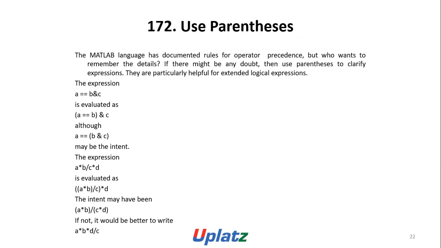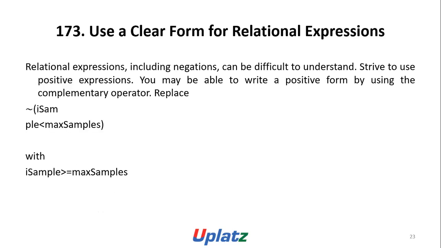The expression A equal to B and C is evaluated as (A equal to B) and C, although A equal to (B and C) may be the intent. The expression A star B slash C star D is evaluated as A star B slash C star D, left to right. The intent may have been A star B slash (C star D). If not, it would be better to write A star B star D slash C.